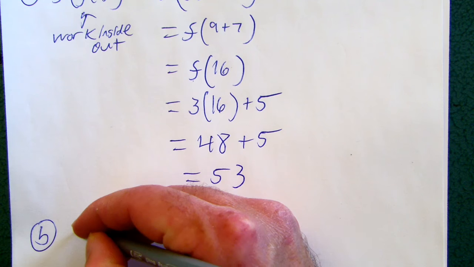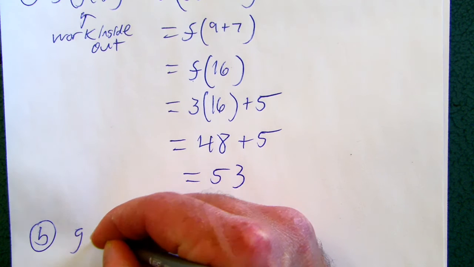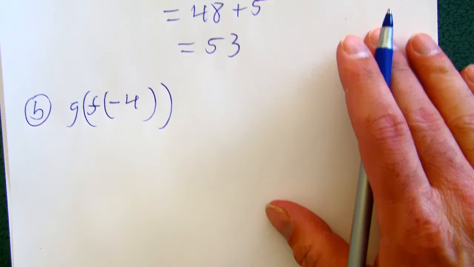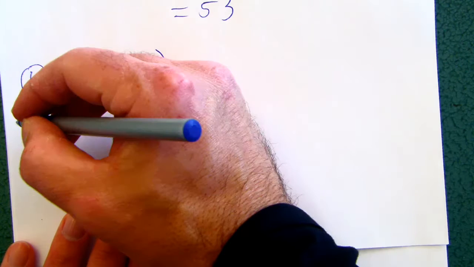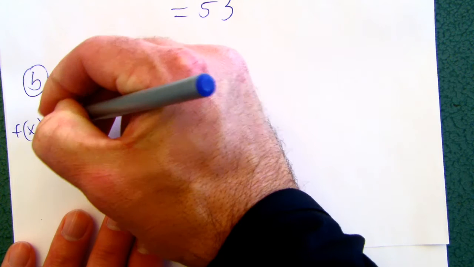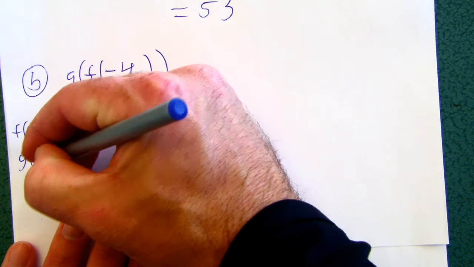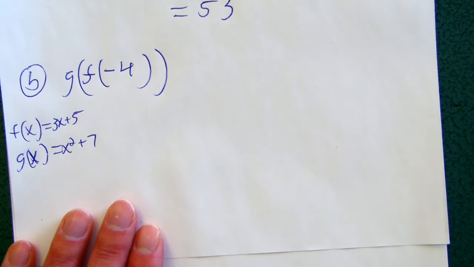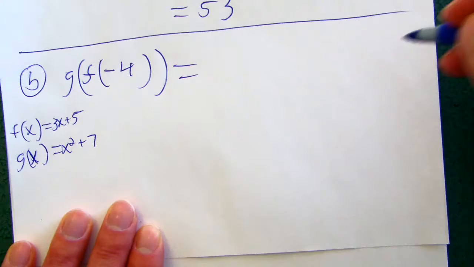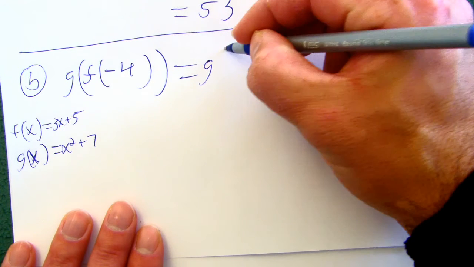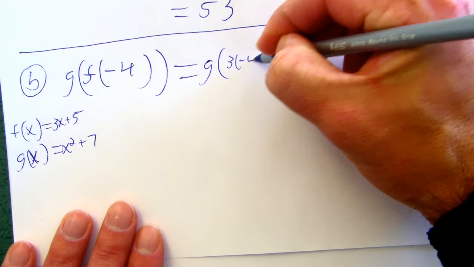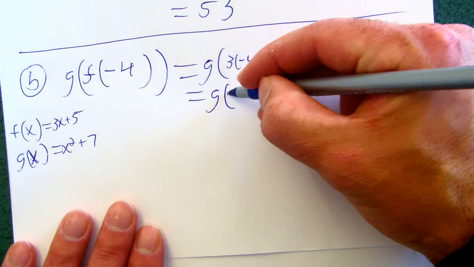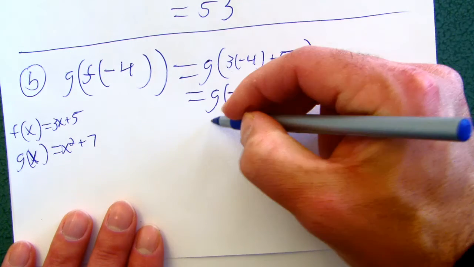Let's do g of f of negative 4. All right, and just for reference here, f of x was equal to 3x plus 5, and my g of x is equal to x squared plus 7. So for g of f of negative 4, we've got to first figure out f of negative 4. So it's 3 times negative 4 plus 5. So now I have g of 3 times negative 4, which is negative 12, plus 5. So that'd be g of negative 7.